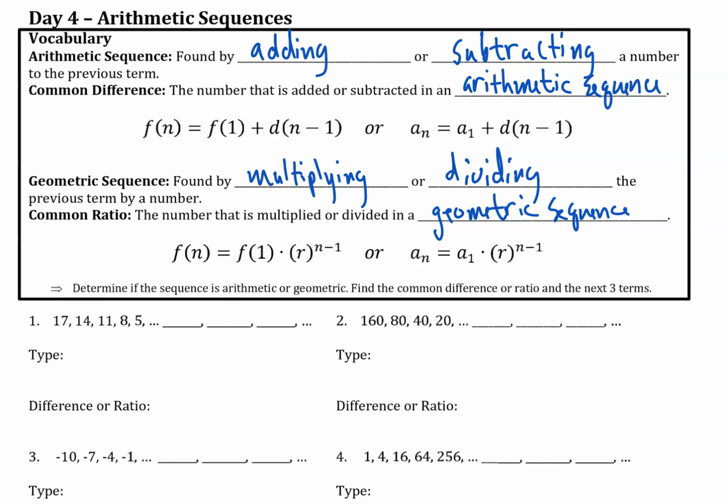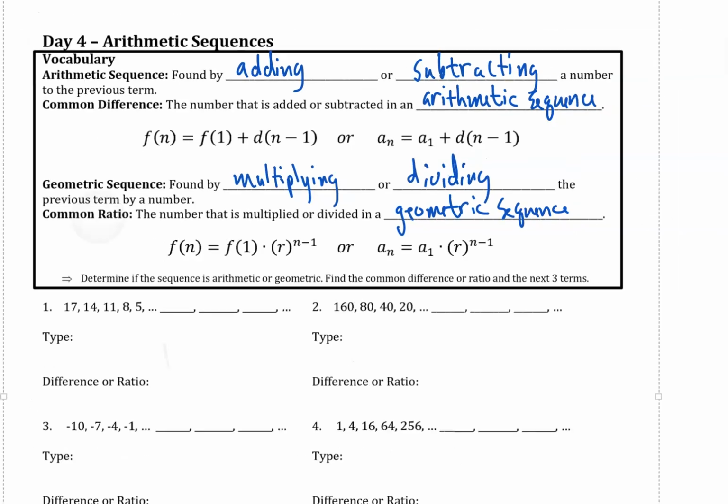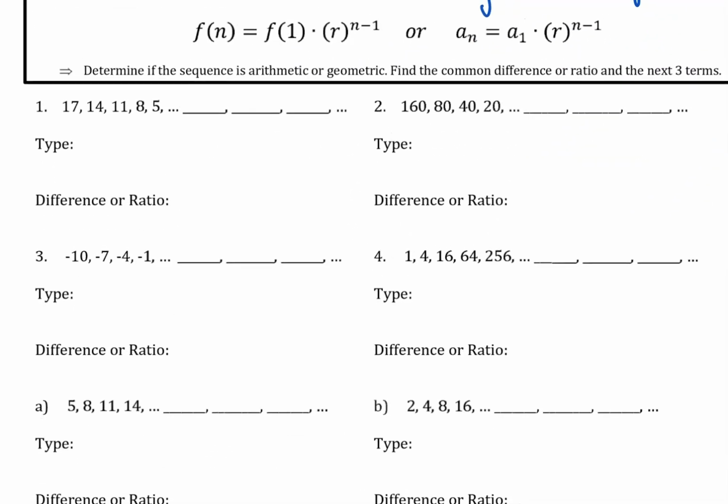So for this first one, we're going to try to determine if the sequence is arithmetic or geometric, and then find the common difference or ratio and the next three terms. Looking at problem number 1, it starts at 17, then goes to 14, then 11, then 8, then 5. This is an arithmetic sequence.